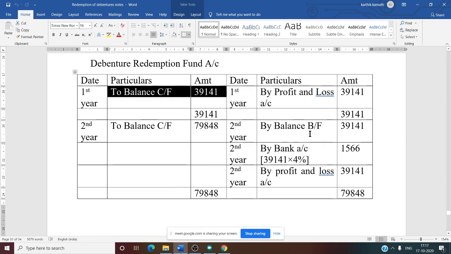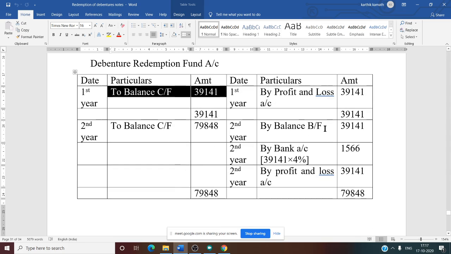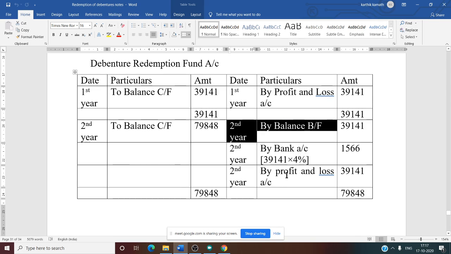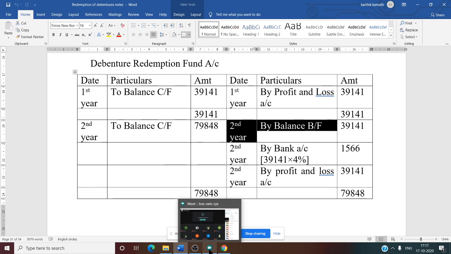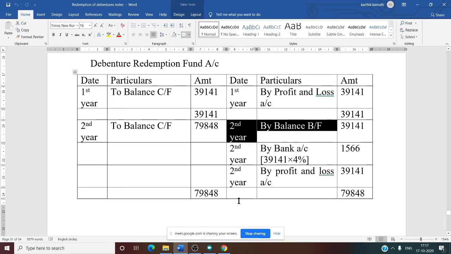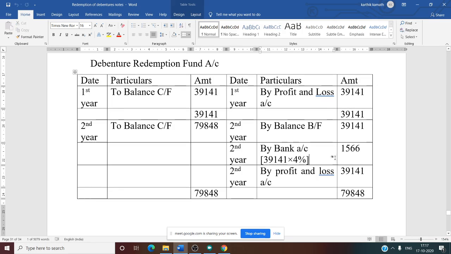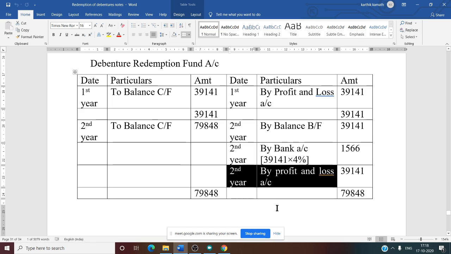Now you come to the second year. Again, by balance brought forward: the previous year's closing balance becomes the opening balance of the second year. Now on the opening balance you need to calculate interest. Why on the opening balance? Because no face value is given in the question. That is why we calculate on the basis of the opening balance. See, 39,141 into 4%, you will get 1,566.